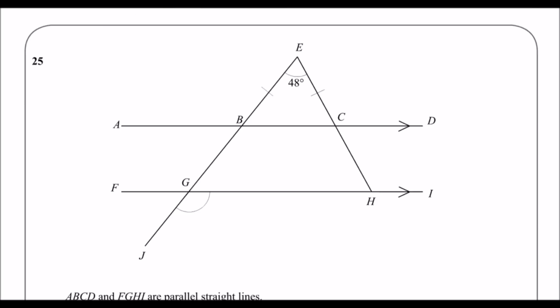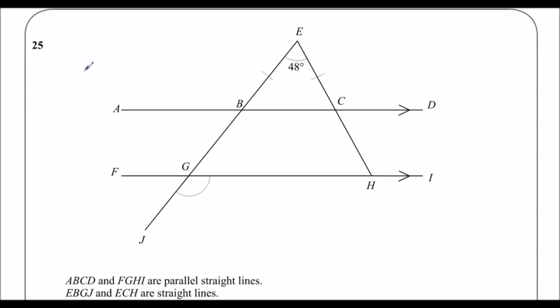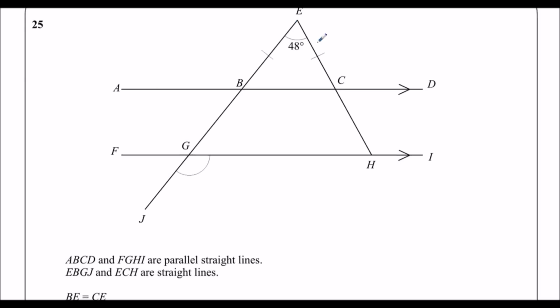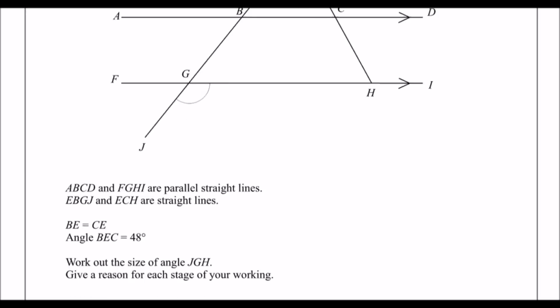Question 25. So A, B, C, D and F, G, H, I are parallel lines. We can see that from the arrows. And we've got two straight lines going through them. We're told BE and EC, these two are equal. You can see these from the lines. That means we've got an isosceles triangle here.